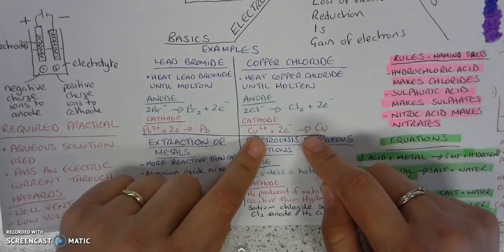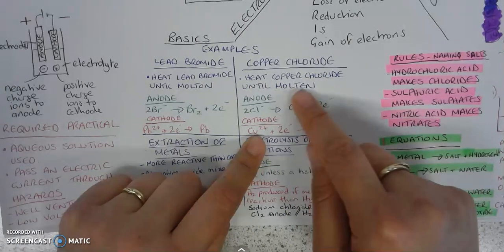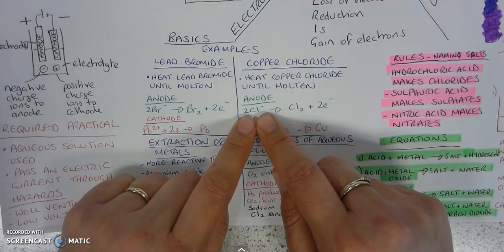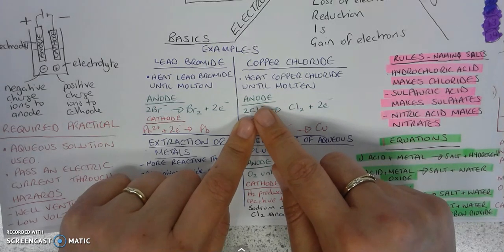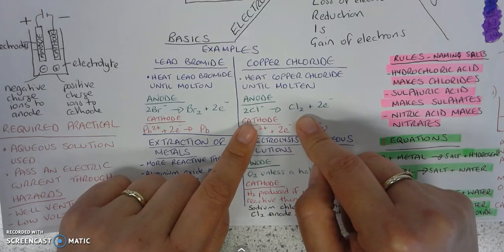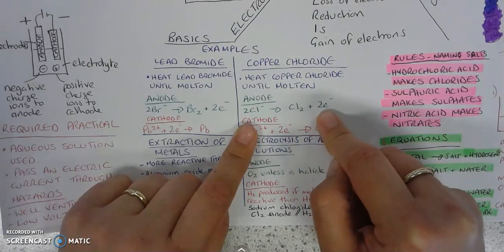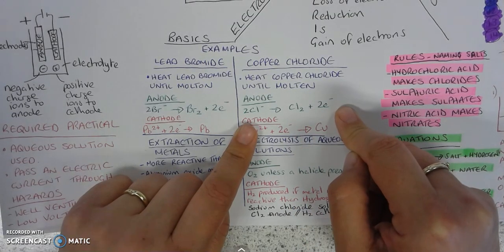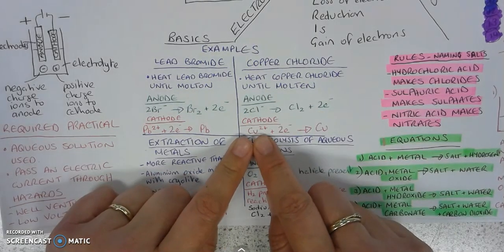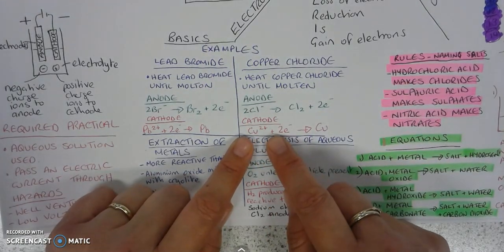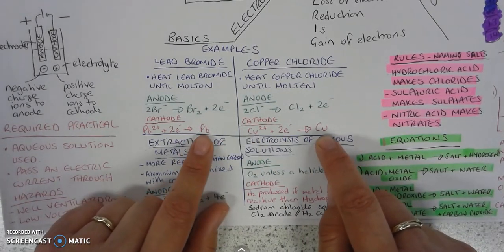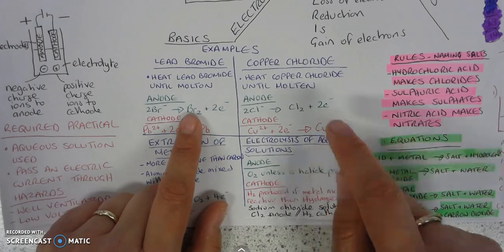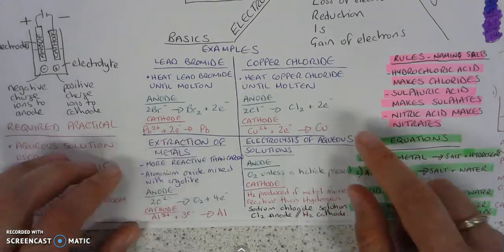If I look at this one, heat copper chloride until molten. The chlorine goes to the anode. So you can see, again, group 7 goes to the anode and releases some electrons. Oxidation is loss of electrons. Whereas at the cathode, the metal goes there again, and it collects its electrons and makes copper. So here, 2 examples to show the metal goes to the cathode and the group 7 goes to the anode.